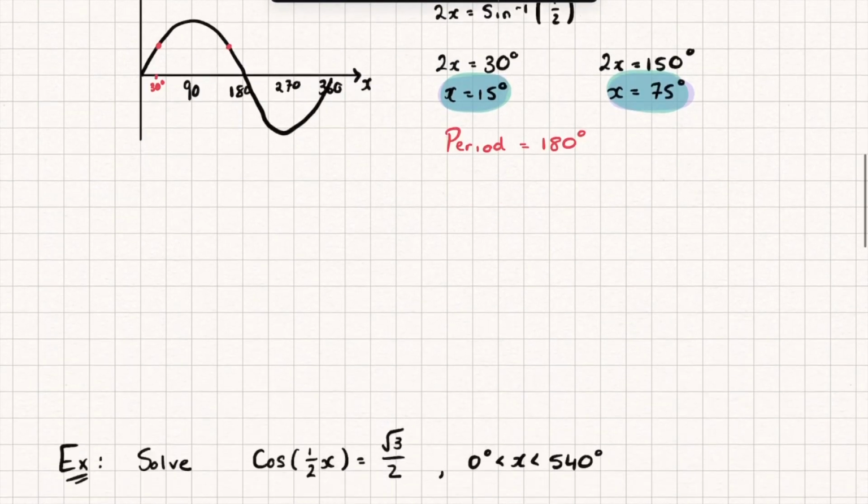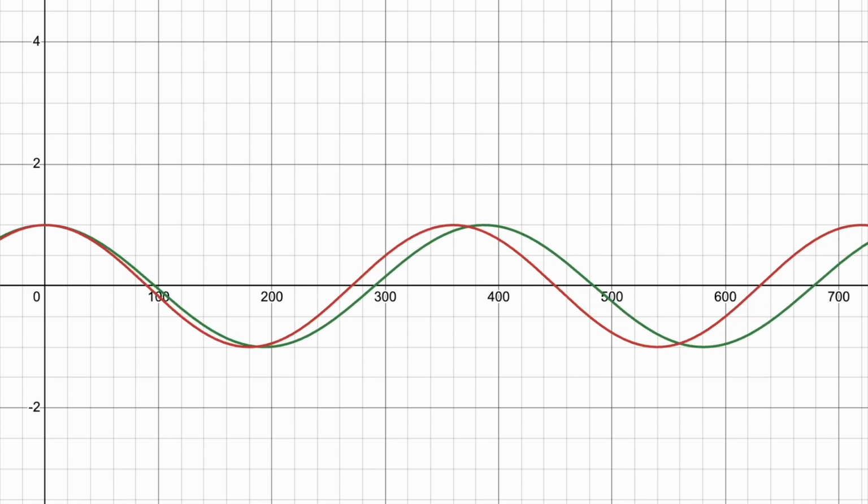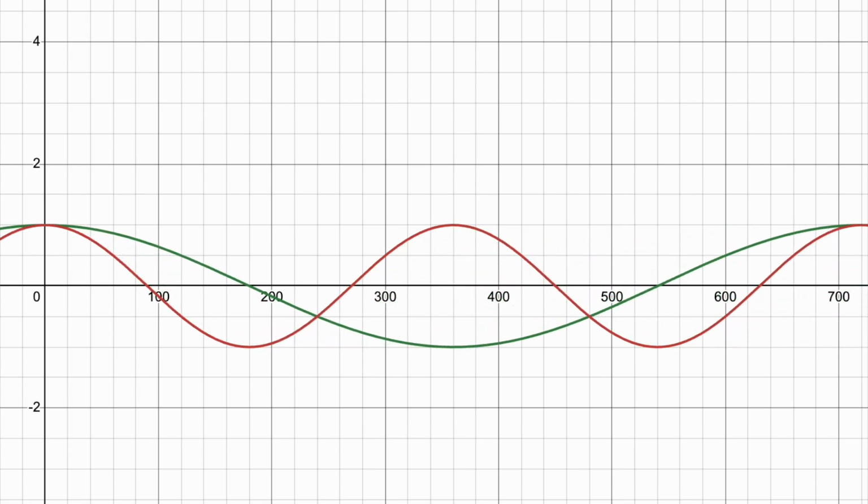Let's now look at the second example, where here we're asked to solve cosine of 1/2 x equals root 3 over 2. And we're solving it on the interval between 0 and 540 degrees. So let's think, what is this half doing? Well, that's stretching the graph of cos x, scale factor 1 over 1/2, so scale factor 2, parallel to the x-axis. And again, I'll put a visual on screen to show you the graph stretching so it's twice as long.